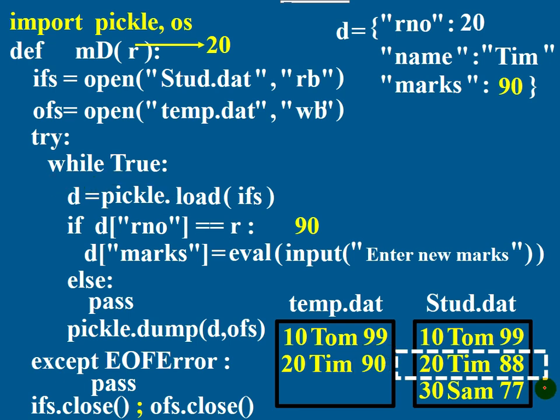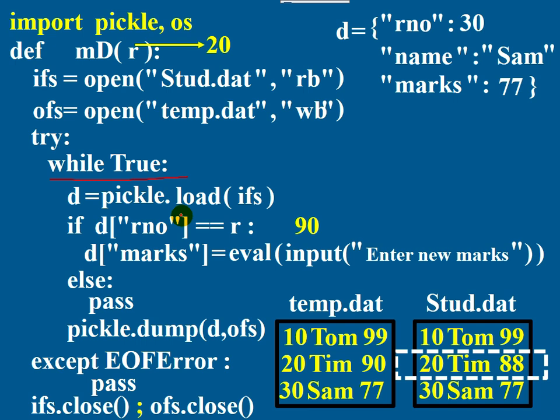Because of the infinite while loop, the last dictionary will appear in variable D. So this contains the last record. D of R and O is 30. Variable R contains 20. So 30 equal to 20 is wrong. Control will go to the else part. Pass means empty statement. No need to modify this dictionary. Nothing to be done. Now that dictionary is written to the temporary file. So the third dictionary comes here.